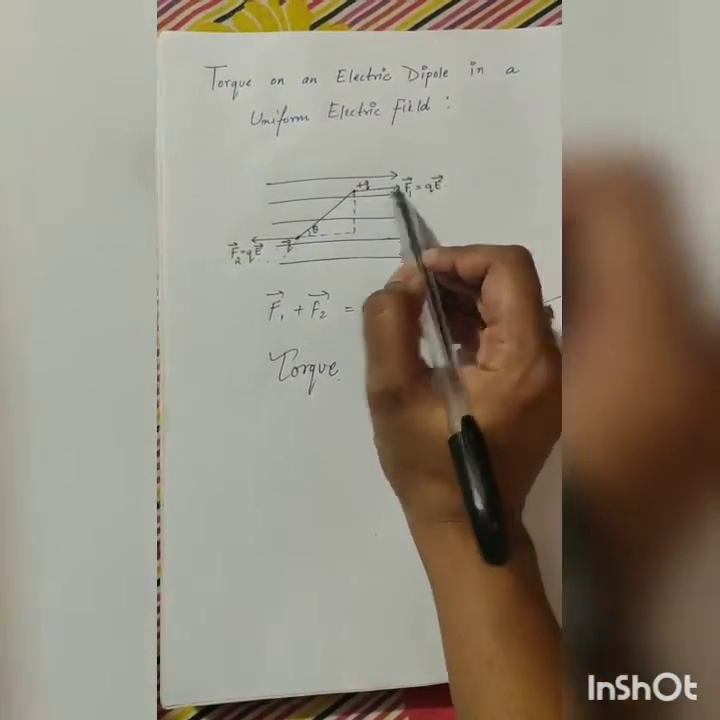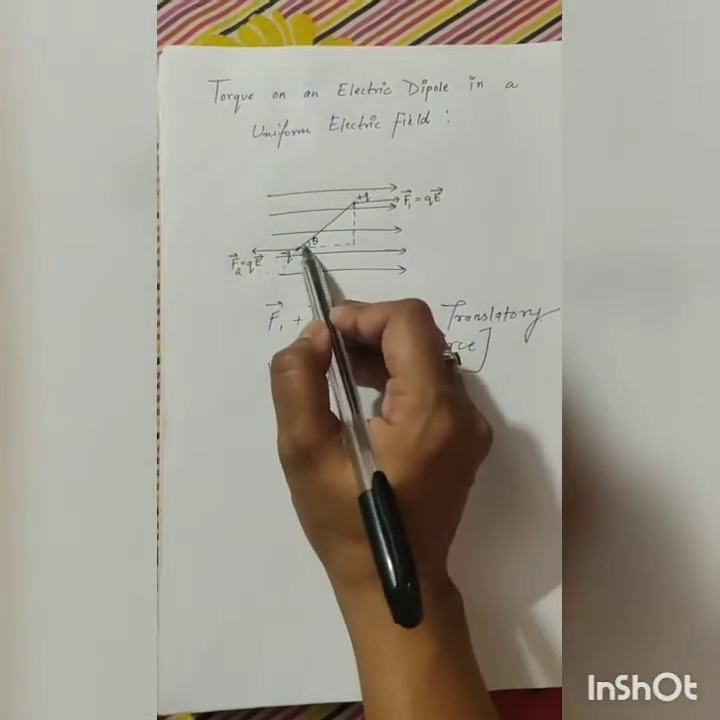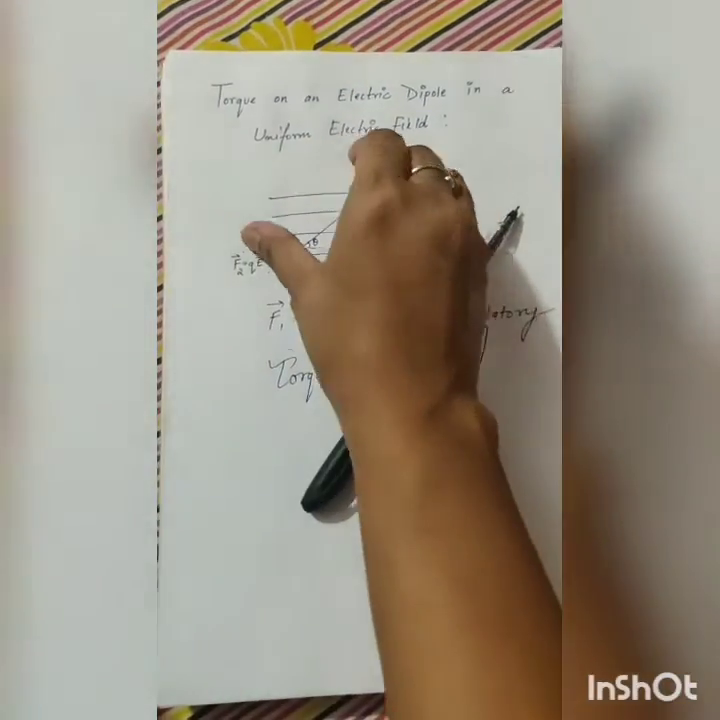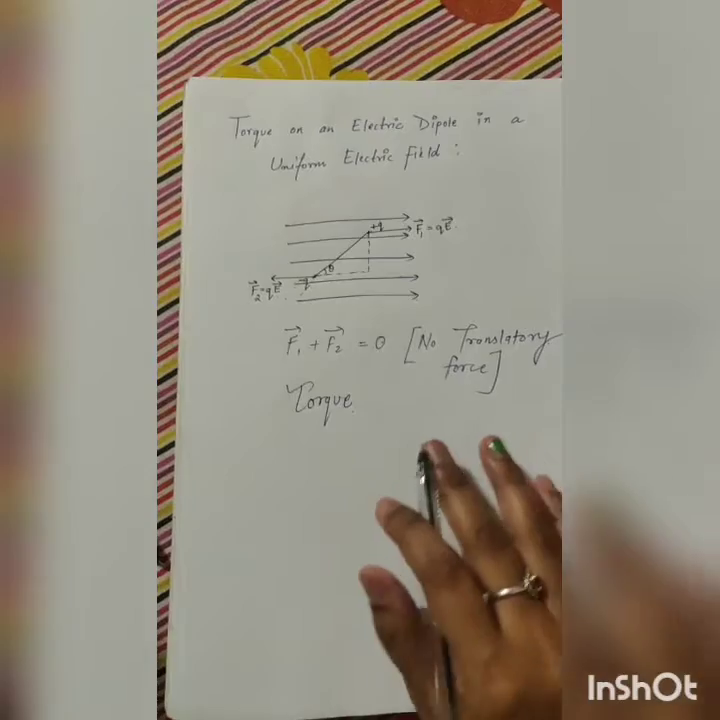So if this q is acting here and this q is acting here, this is pushing from this side and this is pushing from that side, so it will definitely give it a turning effect.